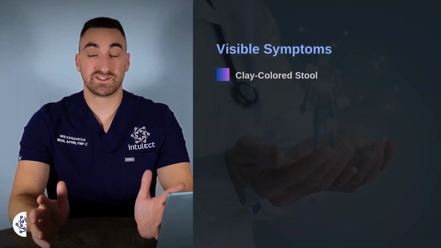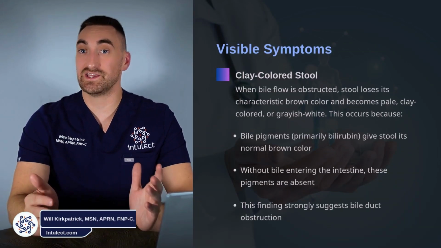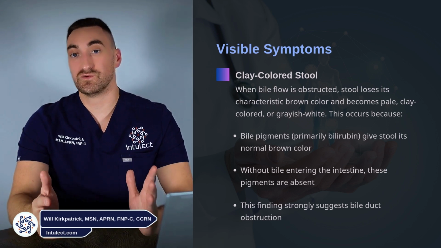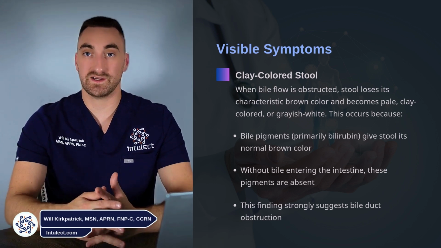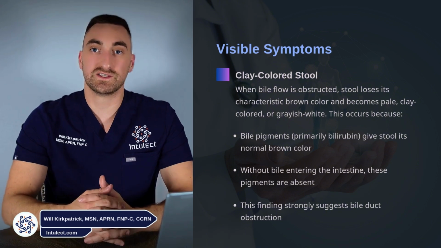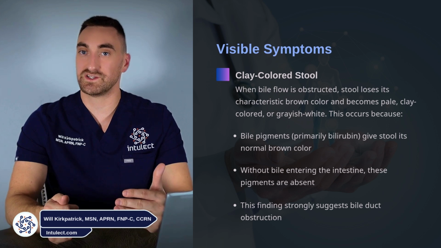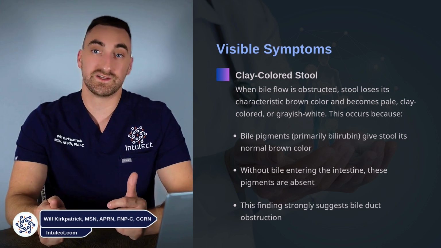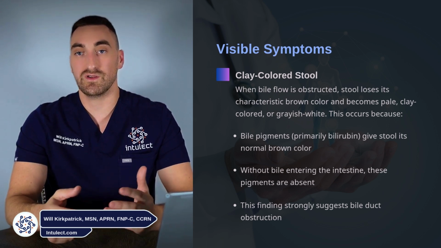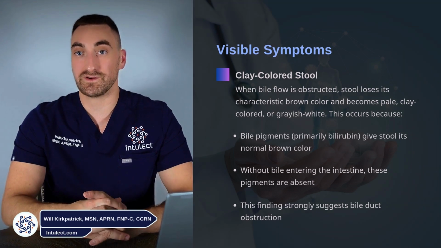Another very common sign and something you'll need to know about is clay stool. The reason why their stool is not brown and it's clay is because what makes the stool brown is bile. So the bile is missing in this case, so there's a blockage in that gallbladder preventing bile from getting into the gastrointestinal system. Well, their stool may be clay colored instead of brown.